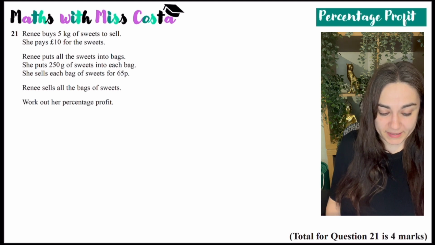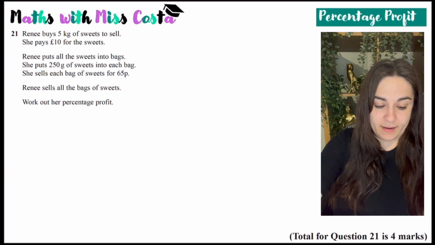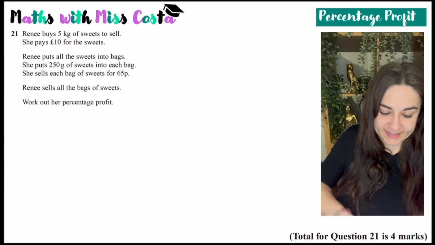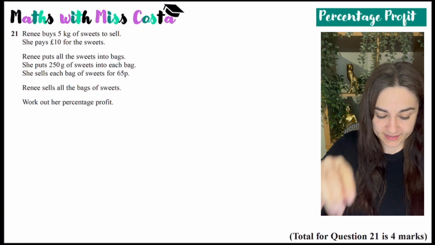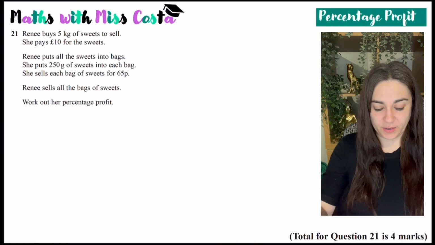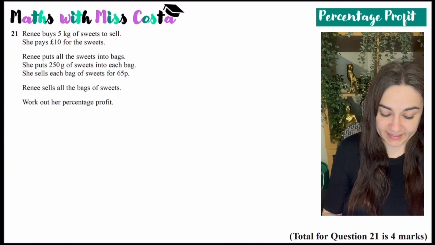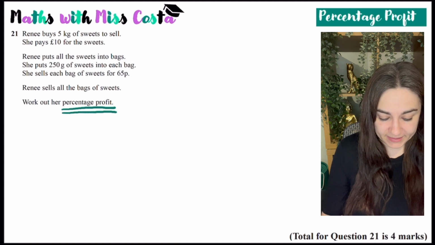Okay, next we've got a percentage profit question. So I'm told that Renee buys 5 kilograms of sweets to sell, and that she pays £10 for the sweets. She puts all the sweets into bags, and she puts 250 grams of sweets into each bag. She sells each bag of sweets for 65p. She sells all of her bags, and I need to work out her percentage profit.